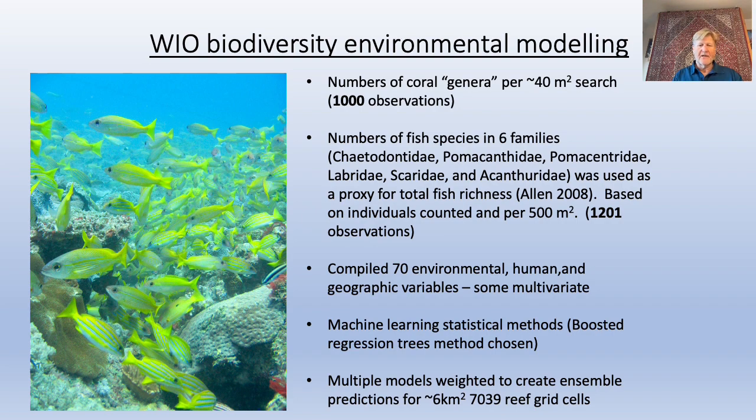We compiled 70 environmental data bases or layers. Each of those are spatially complete. That means that all 7,039 cells have the basic information on that particular environmental, human, or geographic variables. For instance, there could be temperature, mean temperature variable, variations on temperature. There are many layers, and that allows us to make predictive models based on many environmental sources of information.